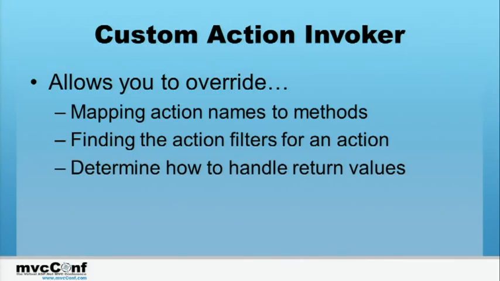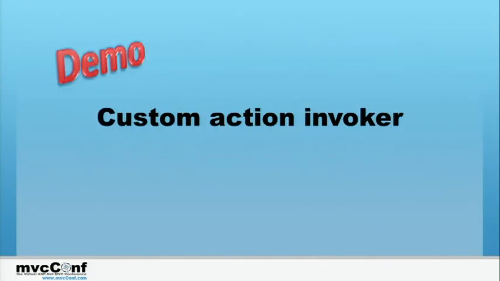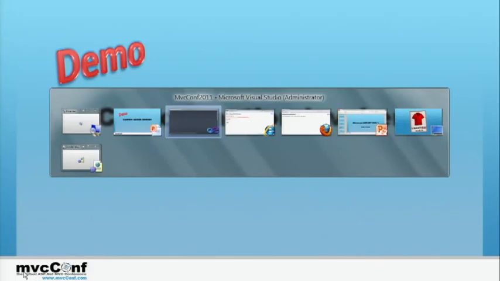So that's one of the things Action Invoker does. Another thing Action Invoker does is actually finding the action filters on an action. So when you decorate a controller class or an action method with a filter, it's actually the Action Invoker that's responsible for going out and using reflection to find those things. And then finally, how to handle return values is the last thing Action Invoker does. That's actually the thing that we're going to show in this demo, is how to handle return values.